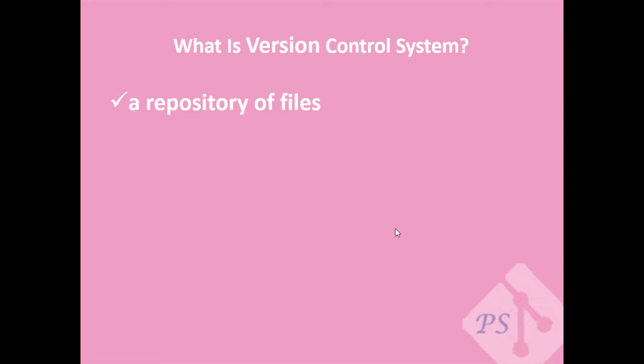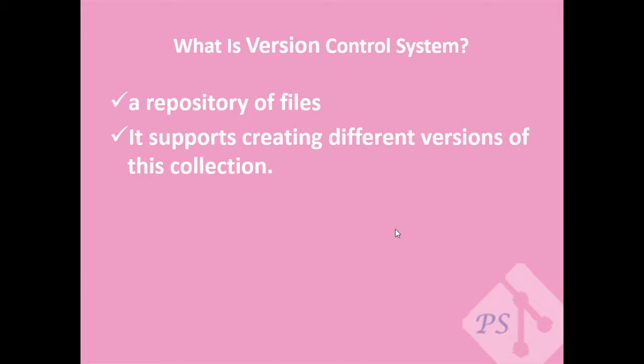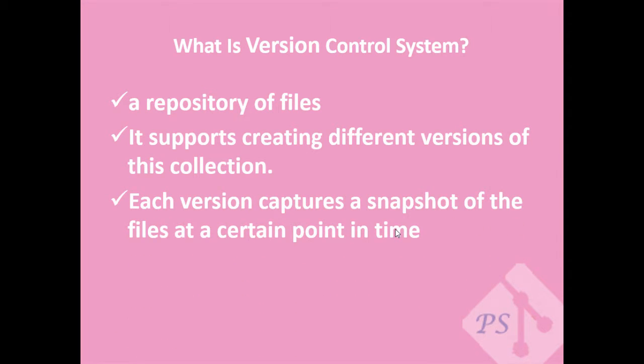So, a revision control system allows you to track the history of a collection of files. It supports creating different versions of this collection. Each version captures a snapshot of the files at a certain point in time, and the VCS allows you to switch between these versions. These versions are stored in a specific place, typically called a repository.